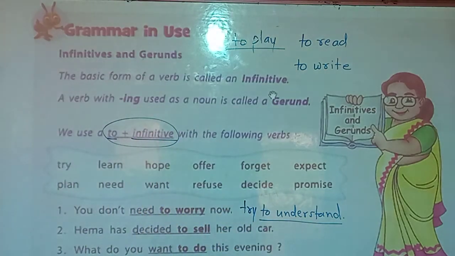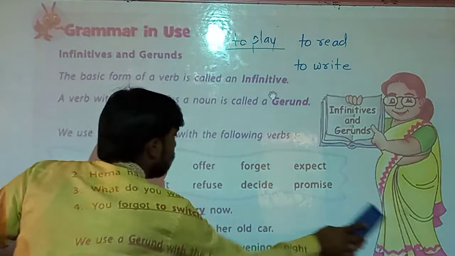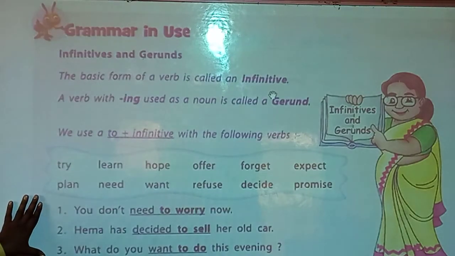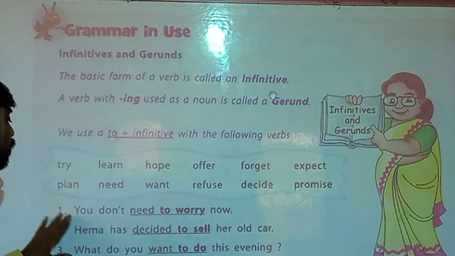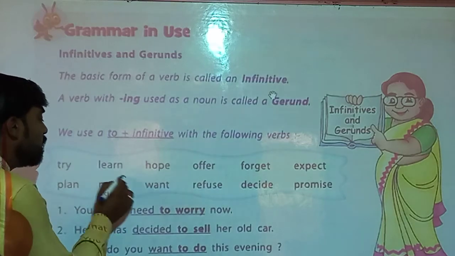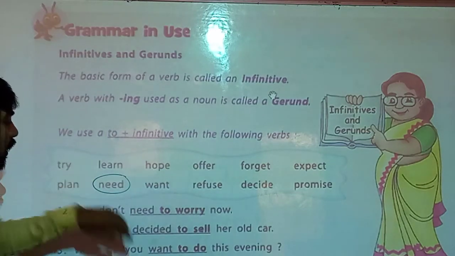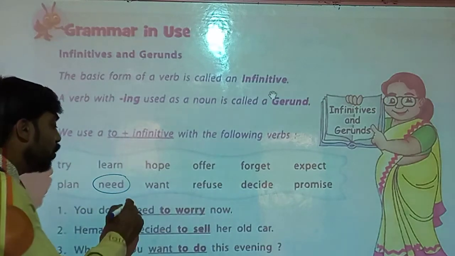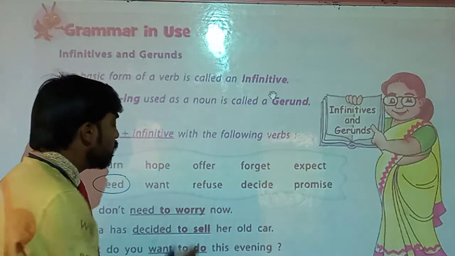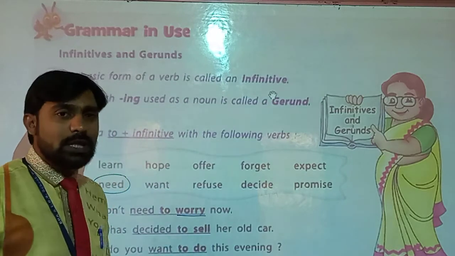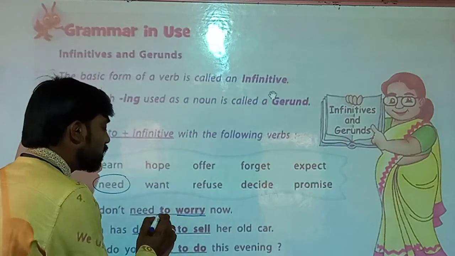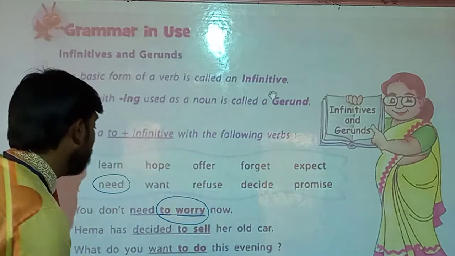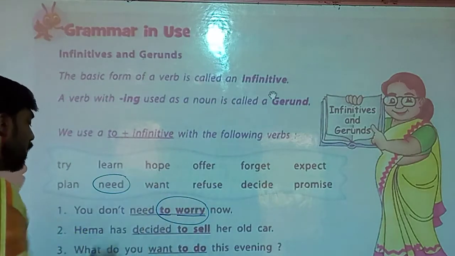Now let's see what is given here. Examples are given here. You don't need, see, need is here. You don't need to worry now. Now students, worry is also a verb, and to plus verb is the infinitive form. To worry. You don't need to worry now.